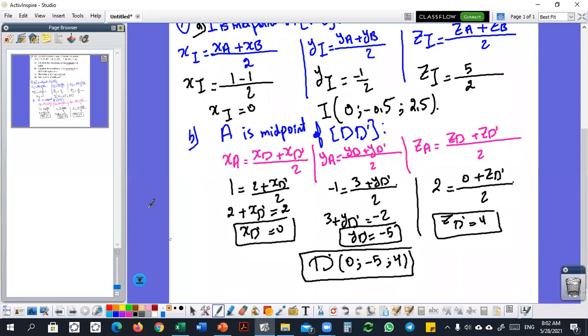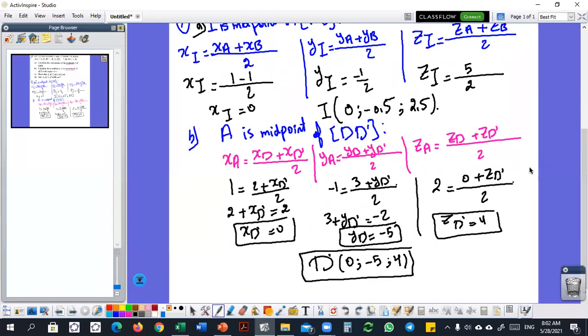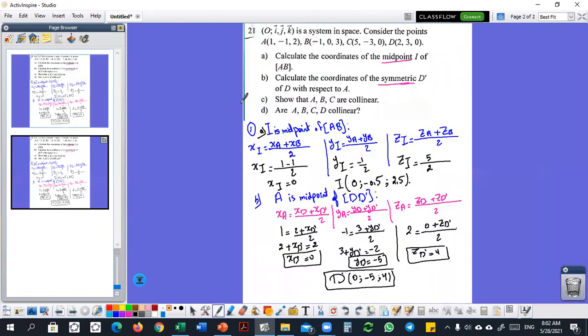Okay, who has a question about this? So we applied the midpoint rule twice. But what is the difference between these two rules? In the first one, the midpoint is not given, we found it. And in the second one, the midpoint was given by symmetry, we make a cross multiplication. Any questions?